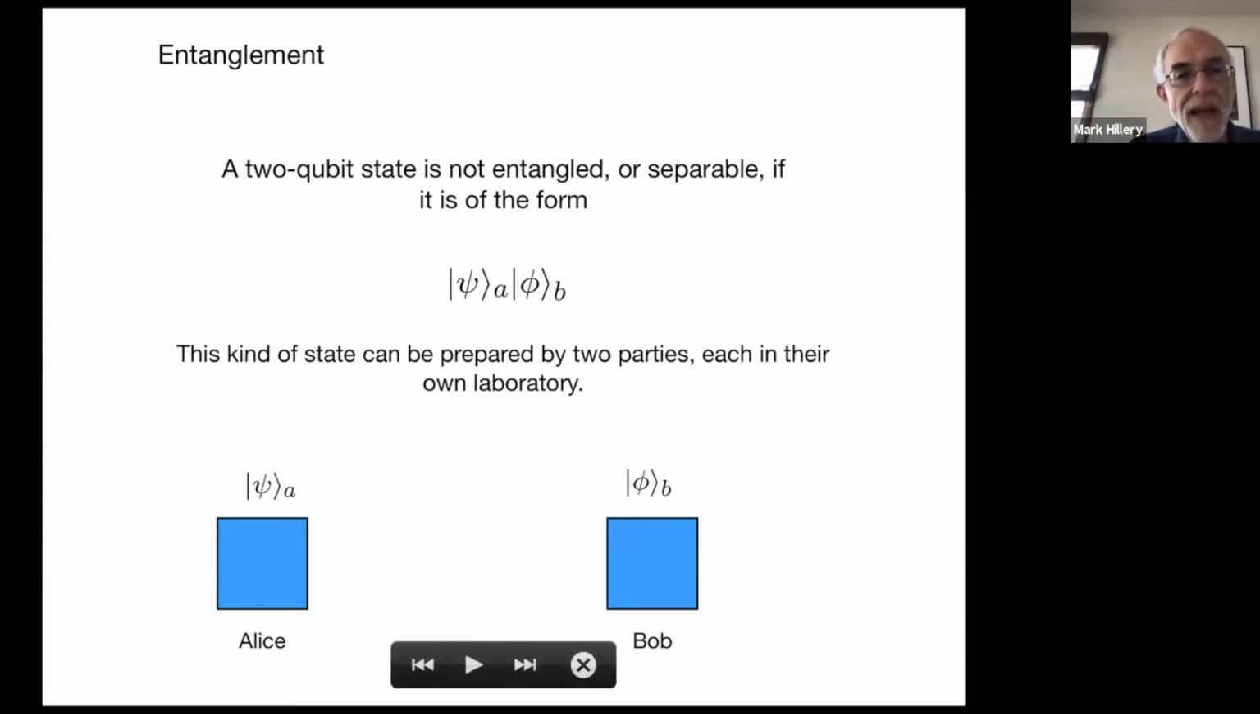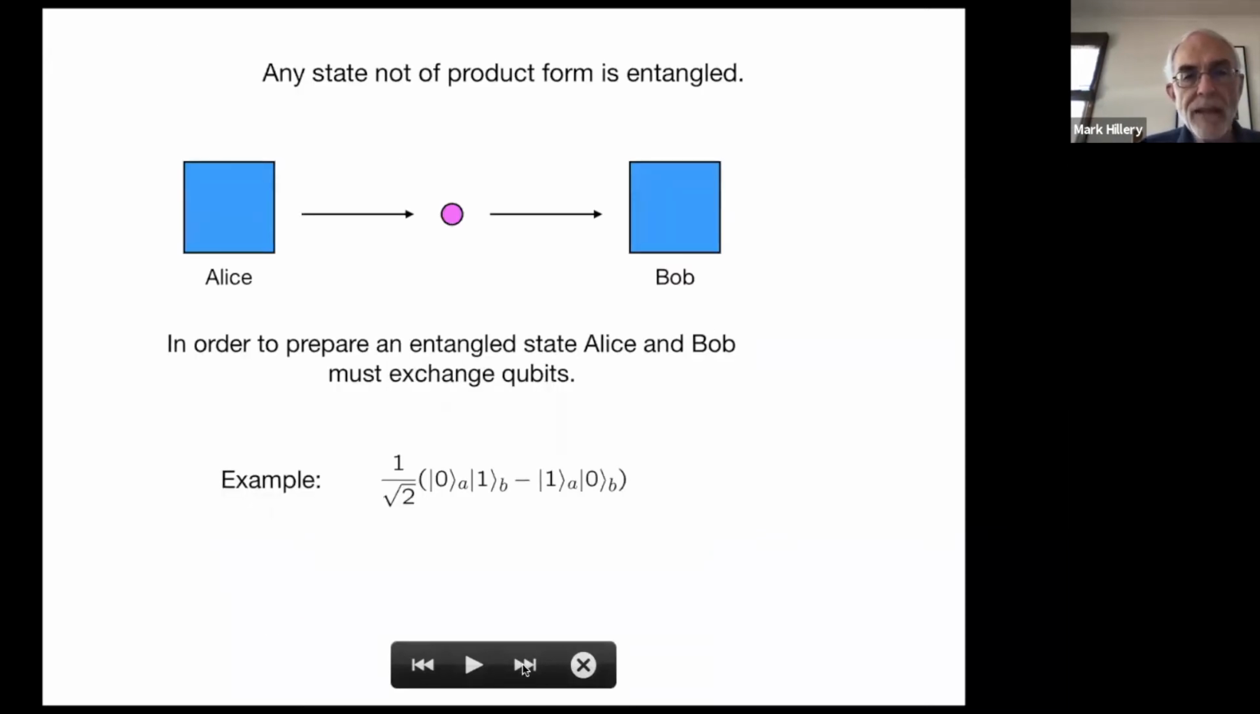Okay, entanglement. A 2-qubit state is not entangled, or we call it separable, if it's in the form of a product. This kind of state can be prepared by two parties, which we're going to call Alice and Bob, because that's what everybody calls them, each in their own laboratory. Alice prepares psi, Bob prepares phi, end of story. Now, any state that is not of product form is called entangled. And in order to prepare an entangled state, Alice and Bob have to exchange qubits. They can't do it.